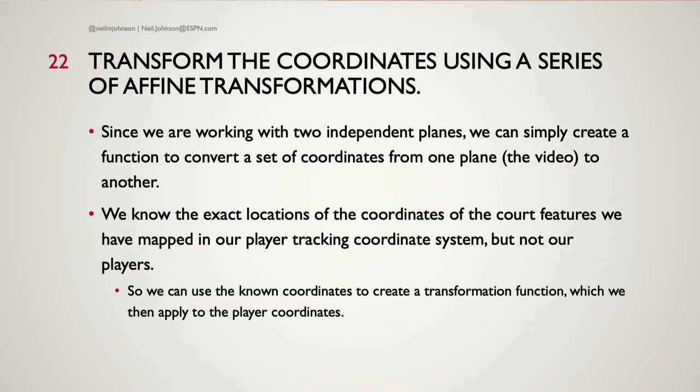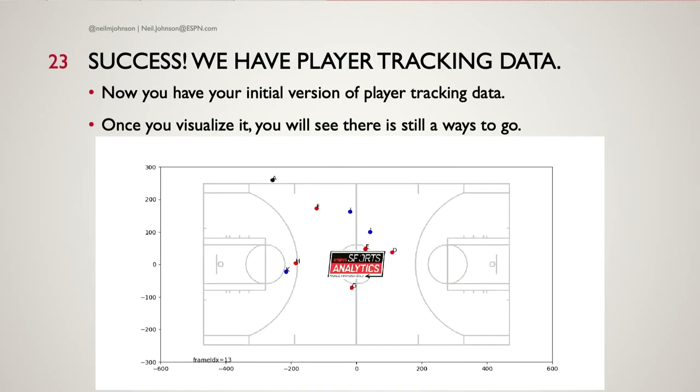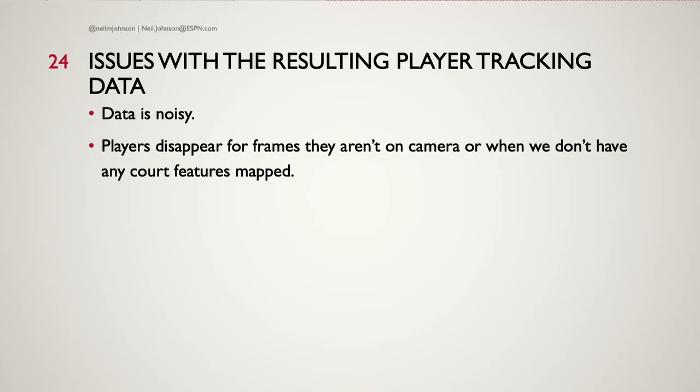Once you do that and you re-visualize everything, you have your first version of player tracking data. But as you can see, it's not perfect. It's kind of messy. It's disappearing for certain parts when players aren't on the court, and it's jittering around. But that's okay. That's where we can work with what we have.